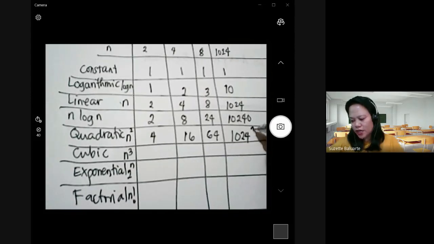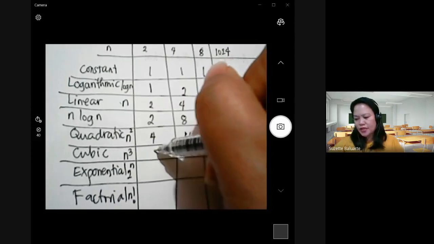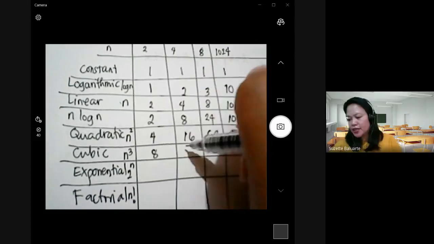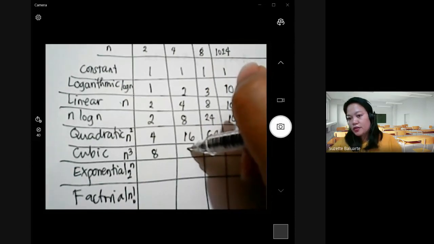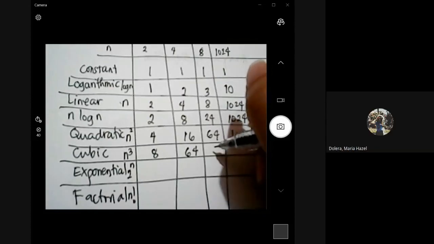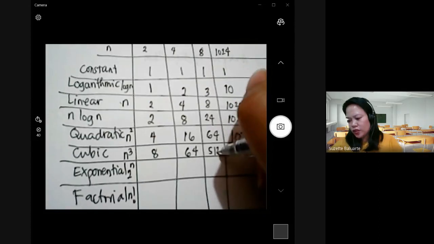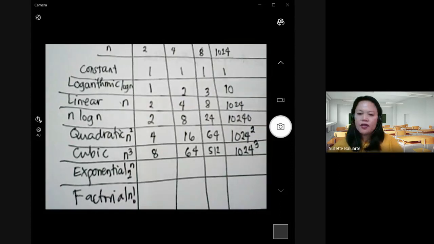Here we can just do 1024 to the power 2. It can be solved, right? It's 2048. Correct. So it is getting bigger. How about for cube? What is this here? 8. For cube, 8. Here? 64. Yes, correct. How about this one? 512, and then probably we can have 1024 to the power 3.